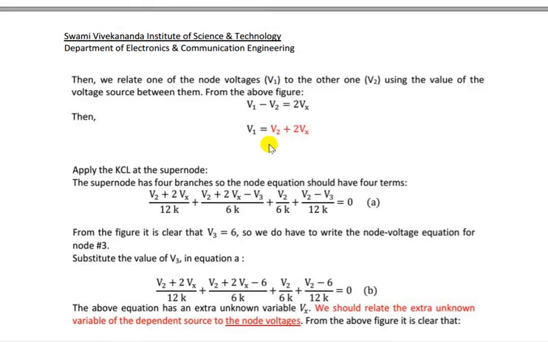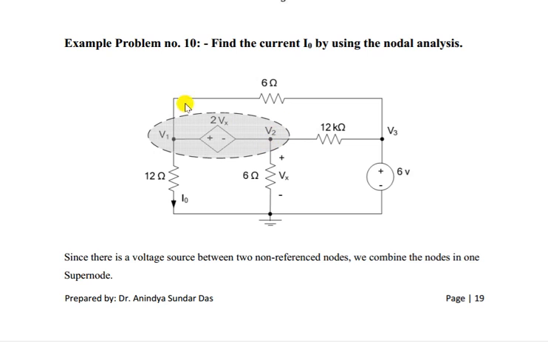Okay. Now we have to write KCL at this super node. That means this particular voltage source is not there. Assume there is no voltage source and this is together a single node. Then how many branches are connected? 1, 2, 3, 4. Okay.